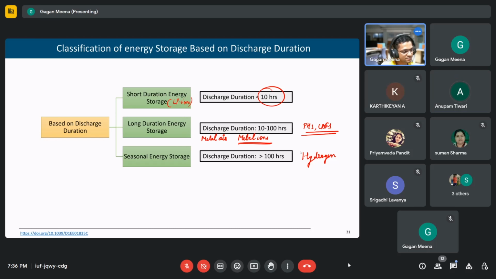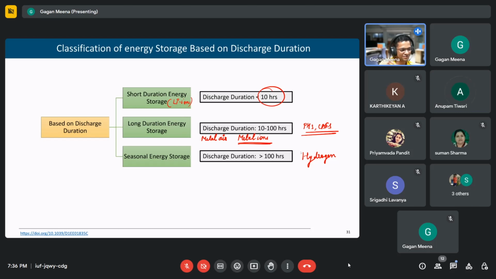Okay. Maximum peak load day-wise we say, which is divided into 15-minute blocks. So now, if we say 100 hours, that means it is taking care of 24 into 4, a little more than 4 days. So suppose some power plant or nearby power plant is unavailable for 4 days, then this long duration storage will help.